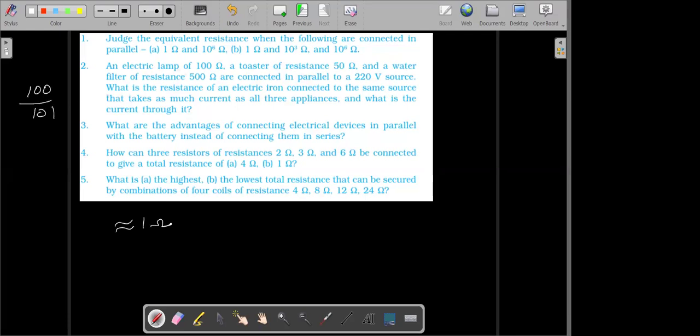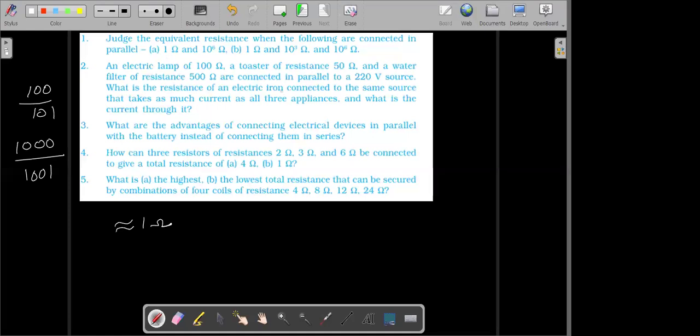In a similar way, if you have 1000, you'll get 1000 divided by 1001. All right. So 1000 divided by 1001 is roughly 1 ohm. So roughly 1, or you can say just a little bit lesser than 1. So you can guess it to be approximately 1 ohm.